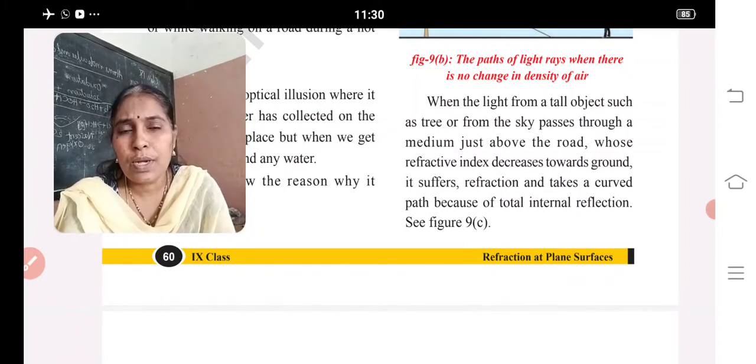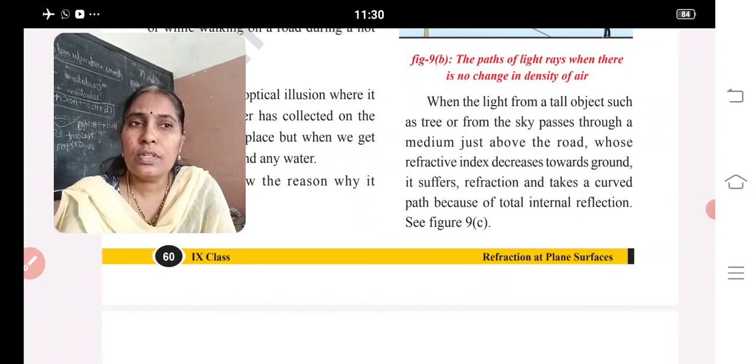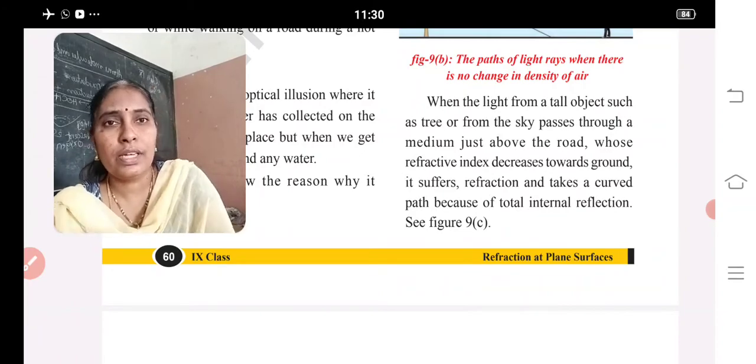So when light passes from tall objects like a pole or a tree, due to the change in refractive indices, its path curves due to total internal reflection, and we may feel it is an illusion of a water-like structure on the road, and that is said to be a mirage. In Telugu we call it endamavalu. Only in summer do we get a chance to see the mirage on the roads. Okay, next.